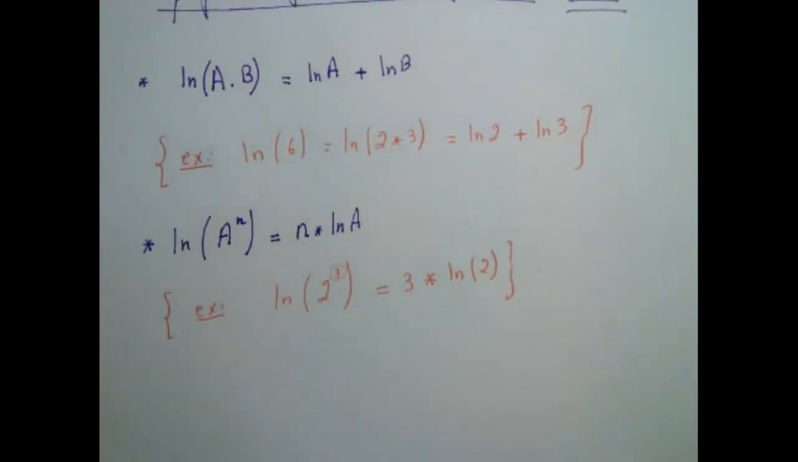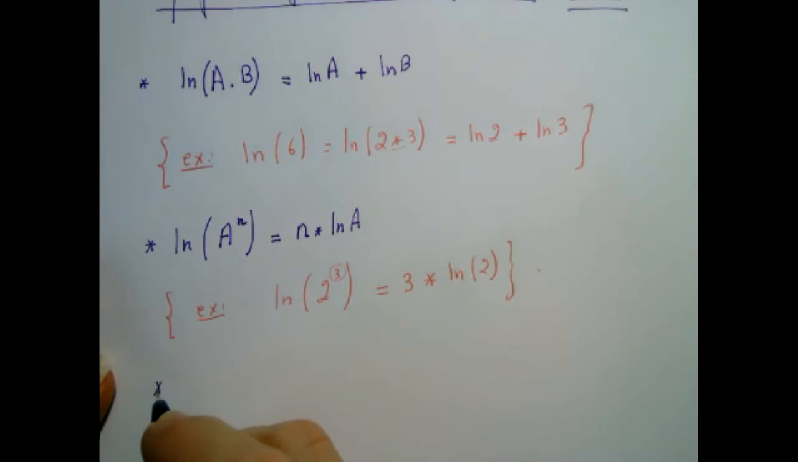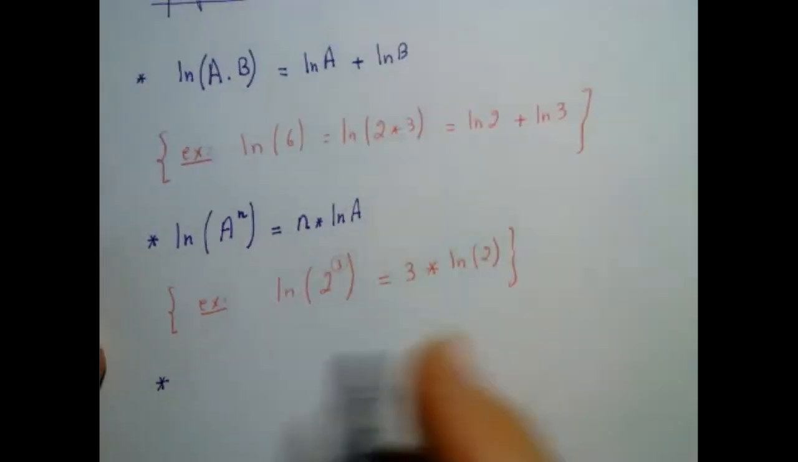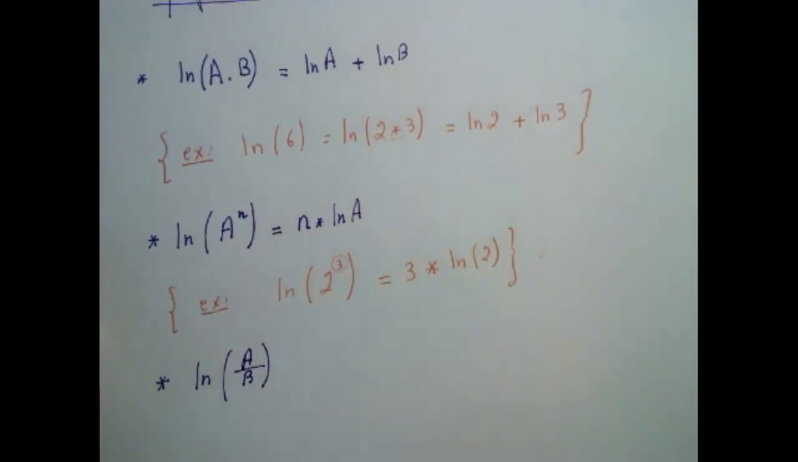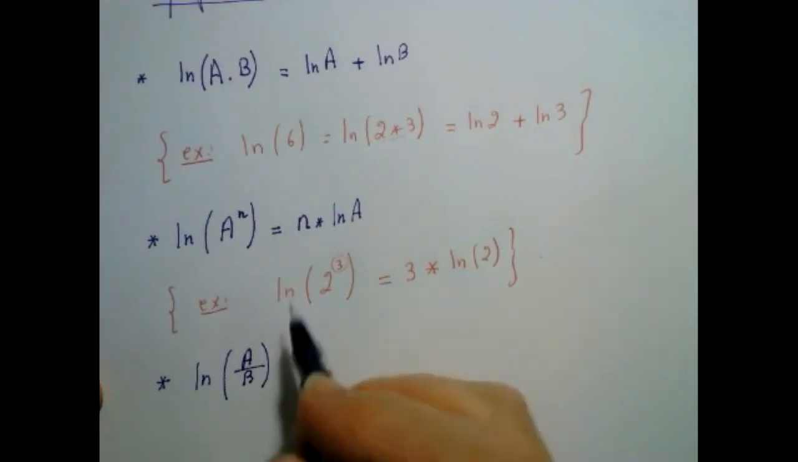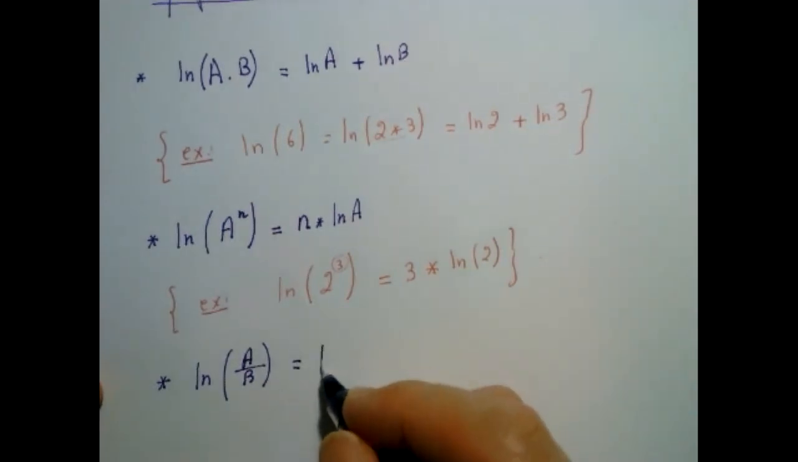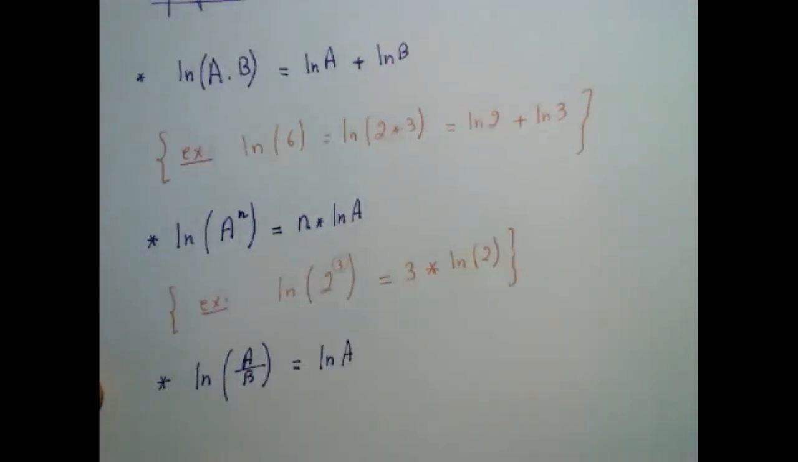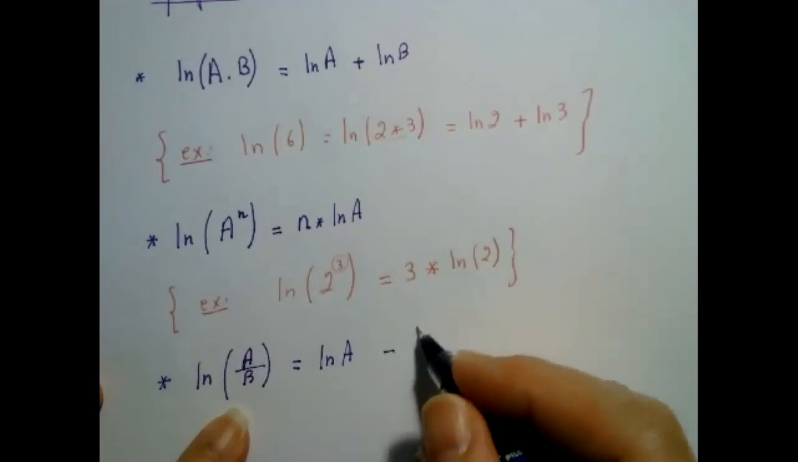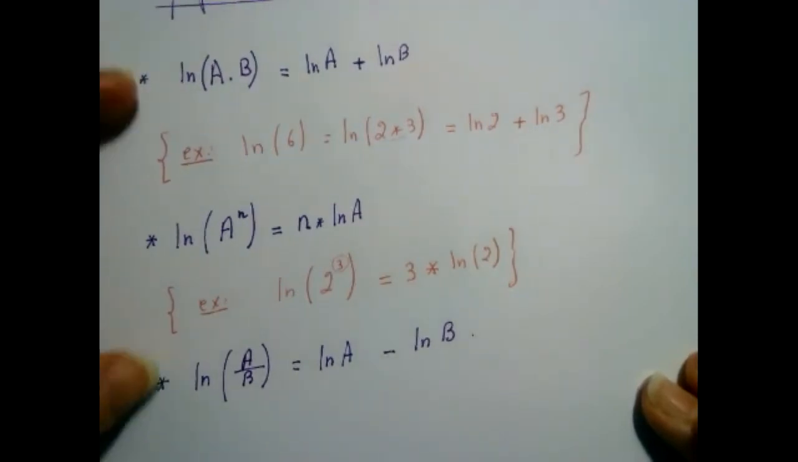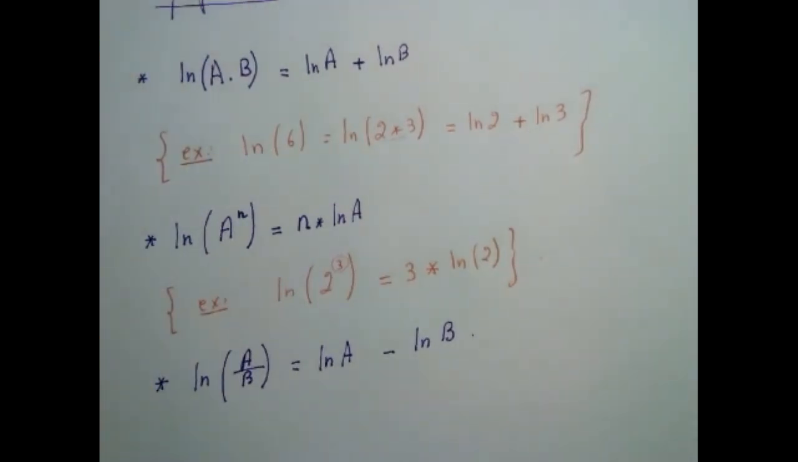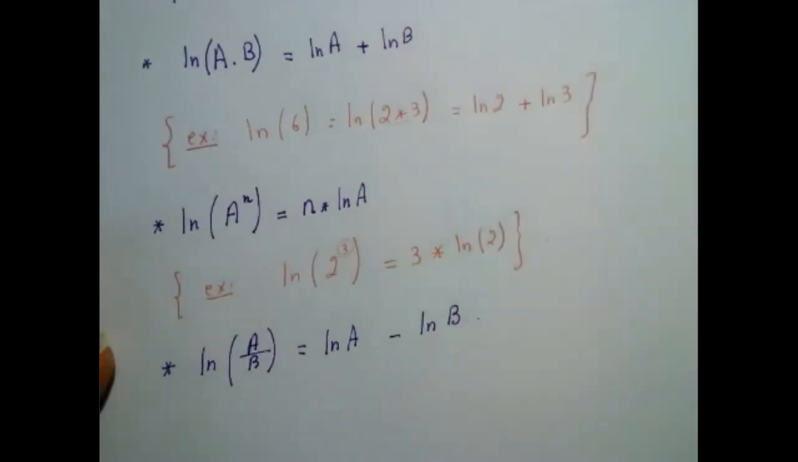Now, the last property that the log has is the following. If you take ln of a divided by b, the other property of the log is the ln of a, the numerator, minus ln of the denominator. It's those properties of the log that make it such an important function. So let us see what this means.